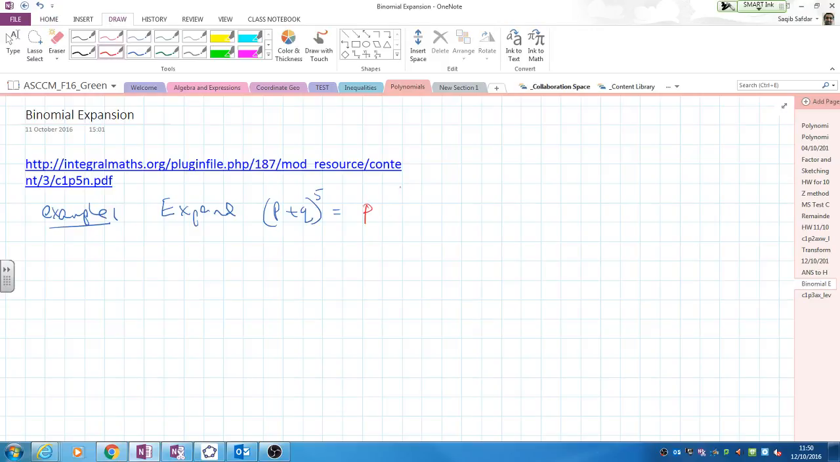I got p to the power 5. Yeah. Plus 5 p to the power 4 q. Yeah. Plus 10 p to the power 3 q to the power 2. Yeah. Plus 10 p to the power 2 q to the power 3. Yeah. Plus 5 p q to the power 4. Yeah. Plus q to the power 5. Well done.